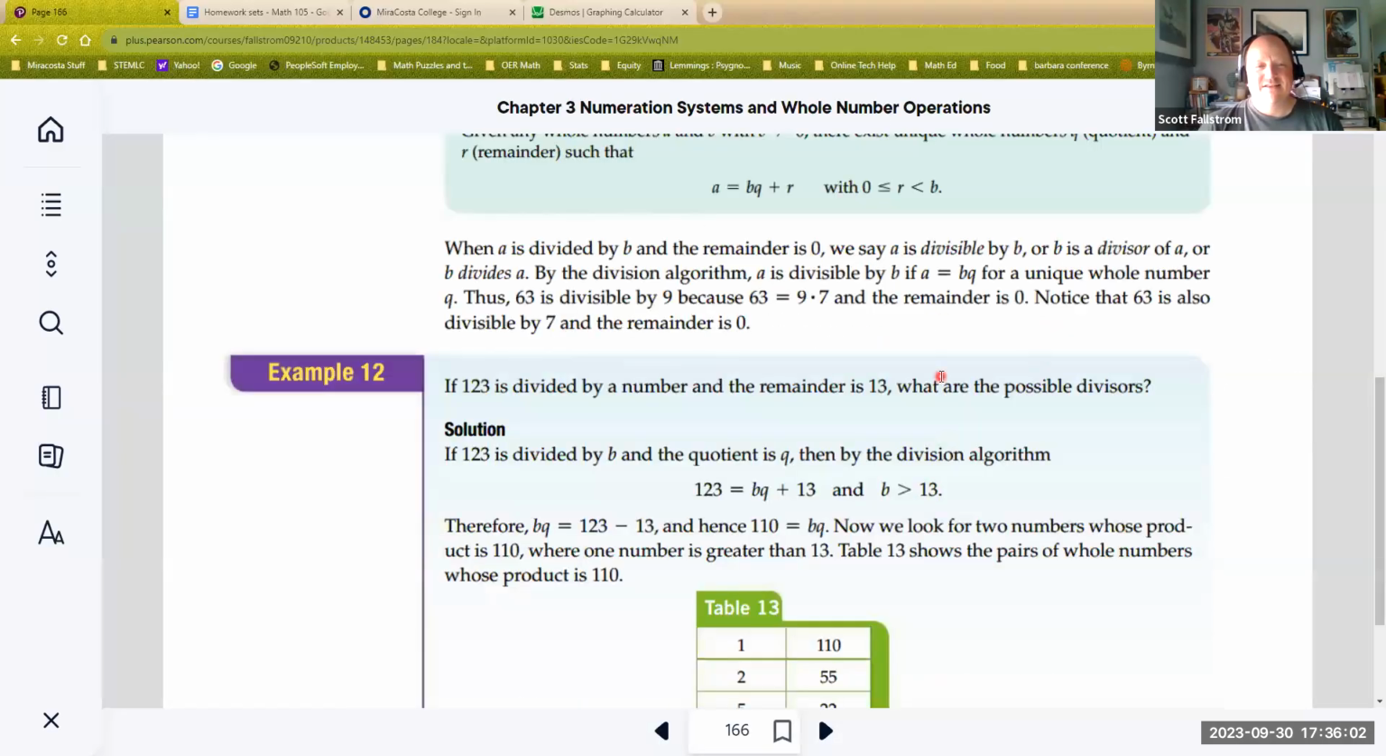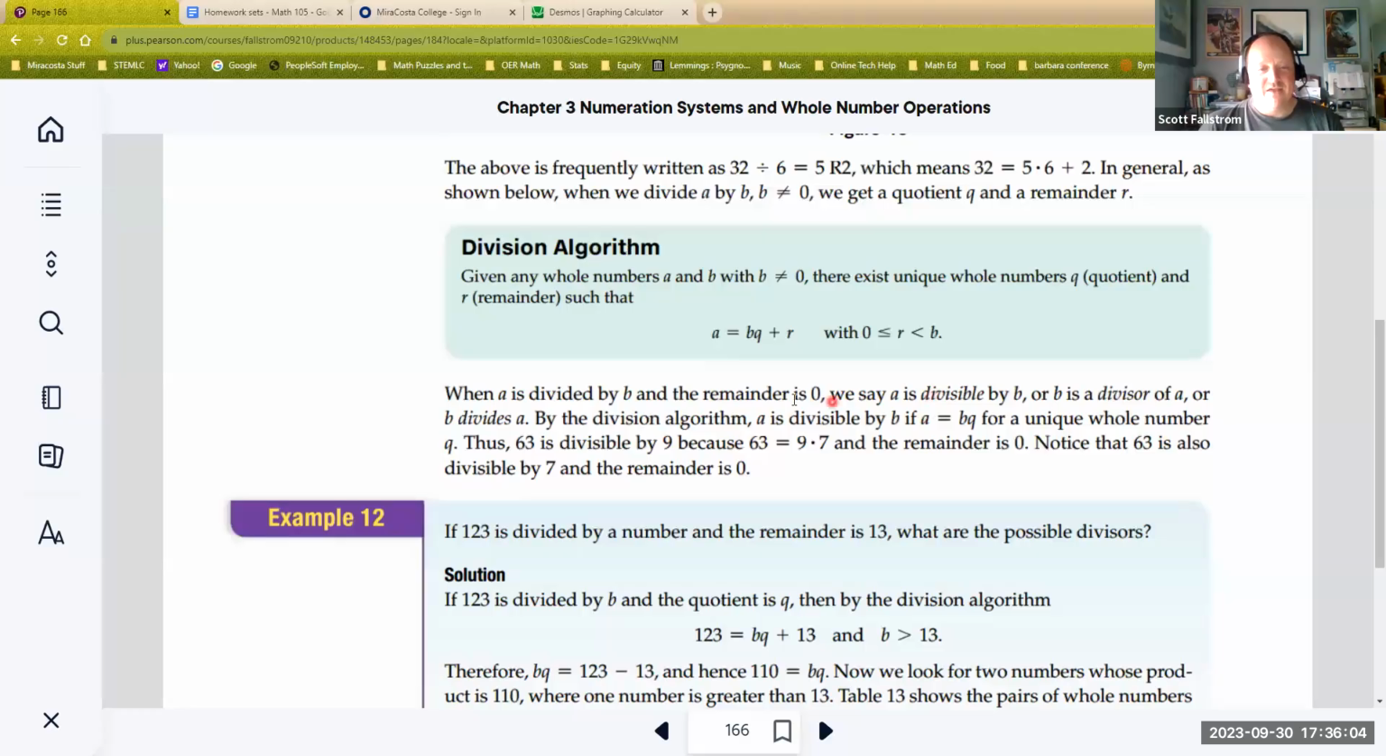All right, so that's the idea. So we have divisibility. If it goes in evenly, that means the remainder is 0. We say it is divisible by, we say it is a divisor of, or we say that it divides. And when we say divides, you're going to see that coming up in chapter 4 right away. So it's going to be pretty quick. And if it does divide, it just means the remainder is 0, and it is just an even multiple of another number.